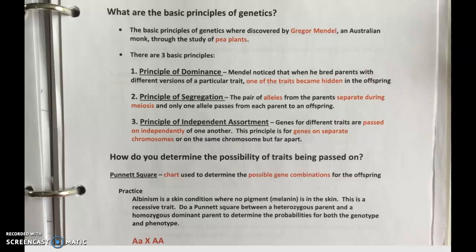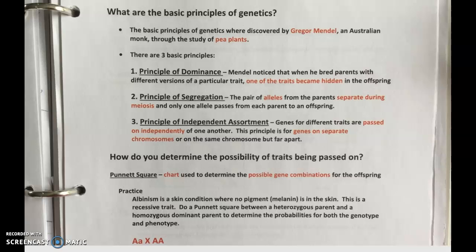Gregor Mendel was an Australian monk who studied pea plants. There were three major things that he learned and that we still know today about classical Mendelian genetics. The principle of dominance: Gregor Mendel noticed that when he bred his pea plants, one of the traits became hidden. Those would be the traits that we call recessive.